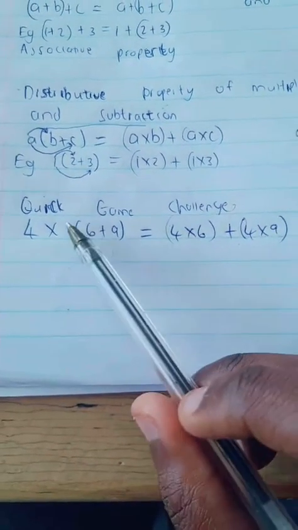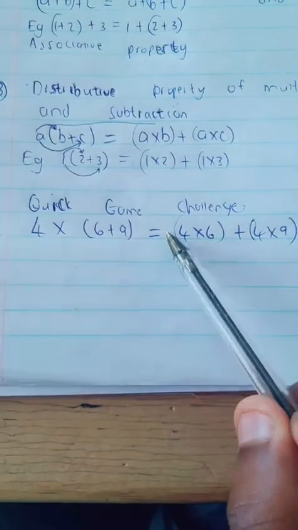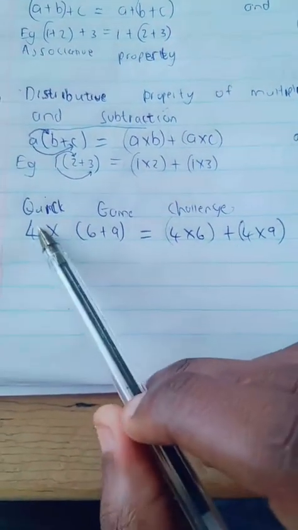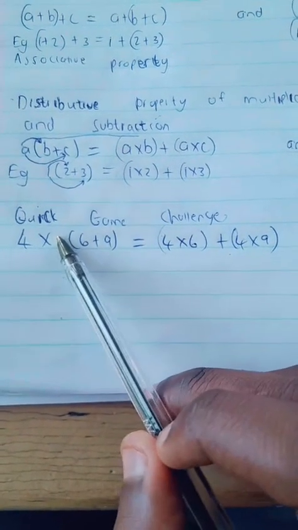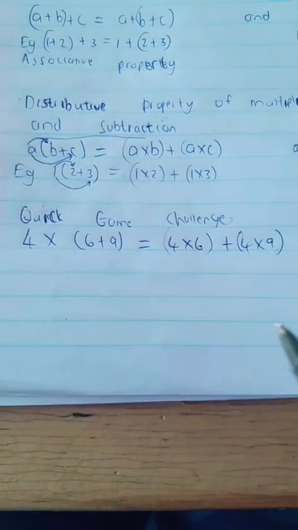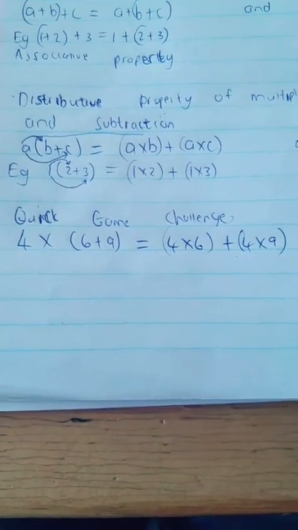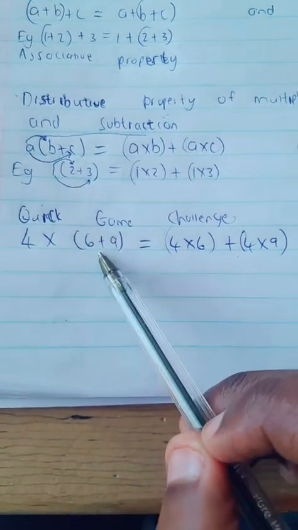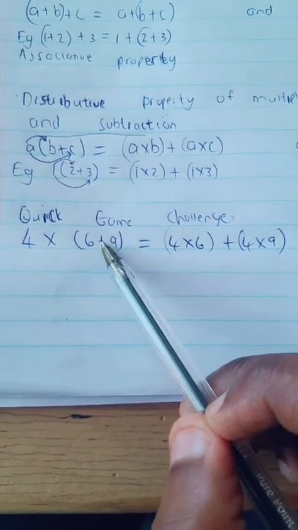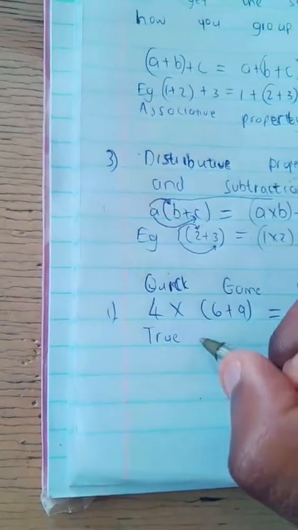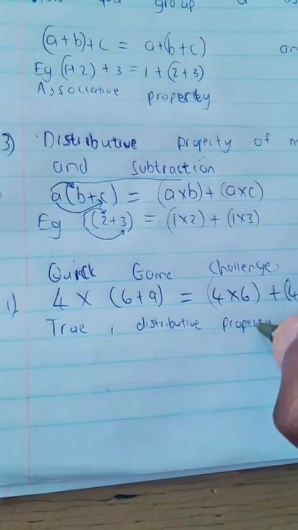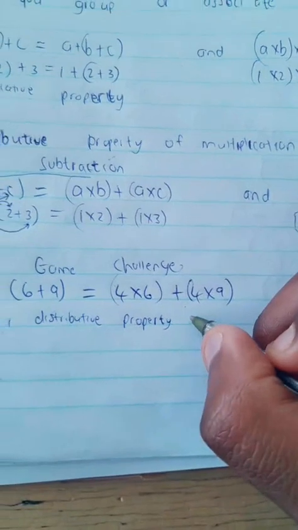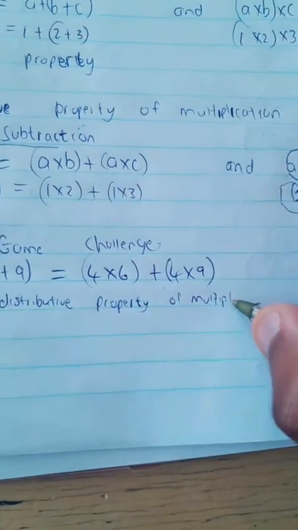So yes, guys, 4 times bracket 6 plus 9 is equal to 4 times 6 plus 4 times 9. Is this statement true or false? Yes, it is true. What property has been applied? We have applied the distributive property. Let's remember, which distributive property? It's the distributive property of multiplication over which sign? Over addition. So we would say true. What has been applied? Distributive property. We're not just going to leave it at distributive property. We're going to say the distributive property of multiplication over addition.